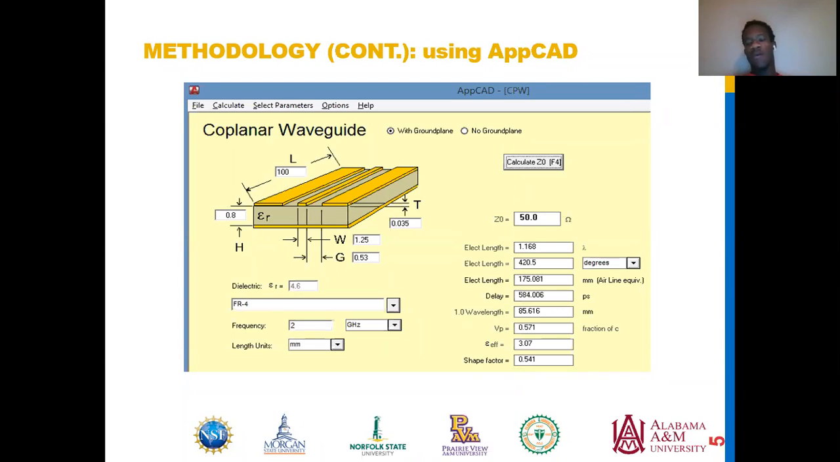This is a coplanar waveguide that we created on the AppCAD software. The L stands for length, the H is height, the T is thickness, W is width, and the G stands for gap between the lines. We used a dielectric of 4.6 and the FR-4, and we are simulating at 2 gigahertz. We simulated and calculated it, and we got a 50 ohms impedance, which is impedance match. So it gives us zero reflection and maximum power transfer.